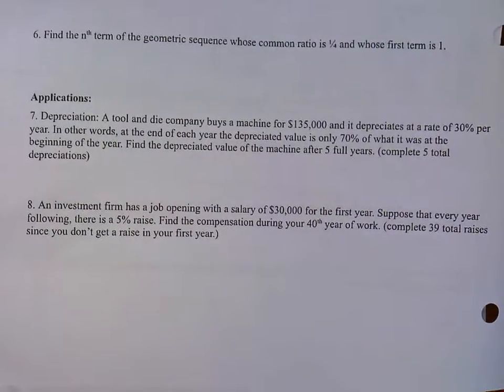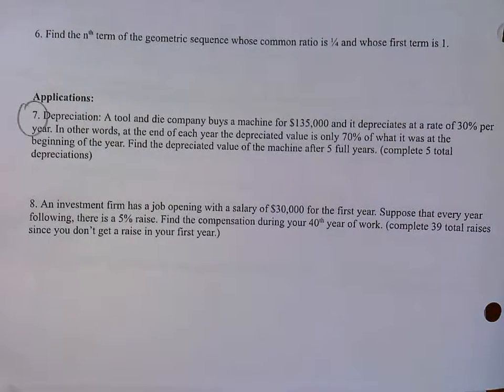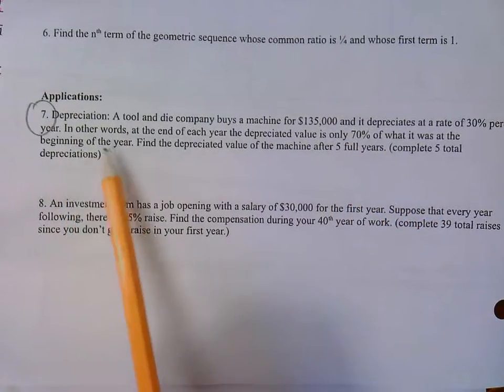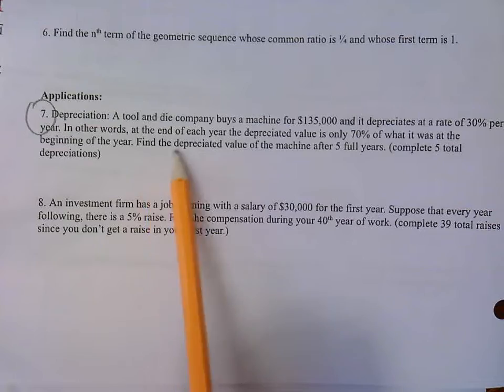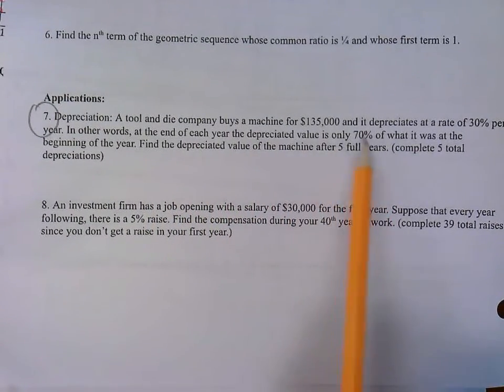Oh, there's one more on this page I wanted to show you. So if you take a look at number 7, depreciation, on the application problem, it says a tool and die company buys a machine for $135,000. It depreciates at a rate of 30% per year. In other words, it is only 70% of what it was worth at the beginning of the year. So they want you to find the depreciated value after 5 full years of depreciation.